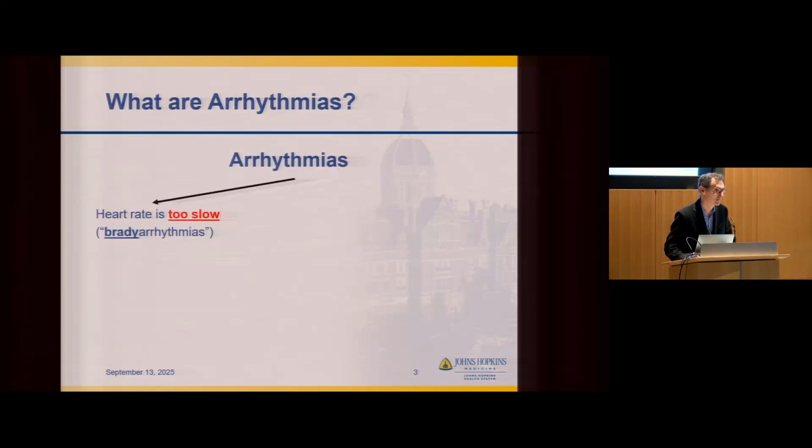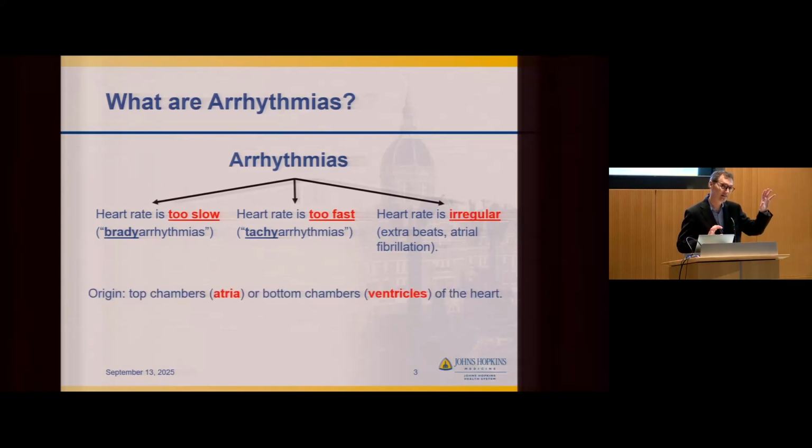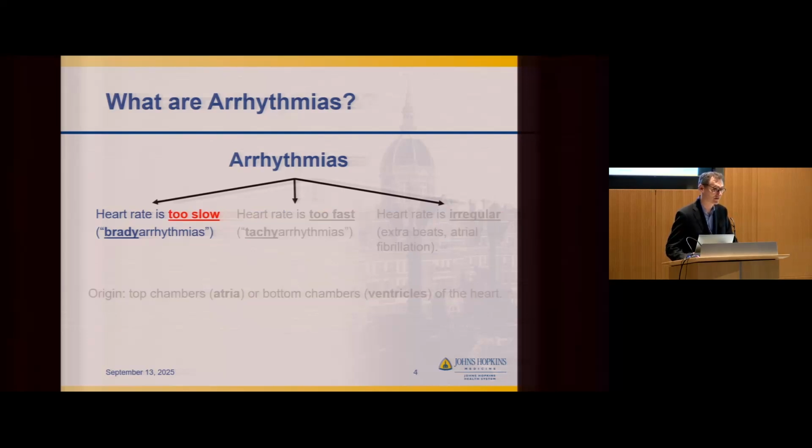When we talk about arrhythmias, there are three different aspects that we need to cover. Your heartbeat can be too slow, which is called bradyarrhythmia. The heart rate can be too fast, which is tachyarrhythmia. And the heart rate can be irregular, with extra beats, or an arrhythmia that is very common in HCM called atrial fibrillation. Importantly, we also divide arrhythmias by whether they come from the top chamber of the heart, like in atrial fibrillation, or from the main pumping chamber. Those are the arrhythmias that we're a little bit more concerned about because they can have more serious consequences.